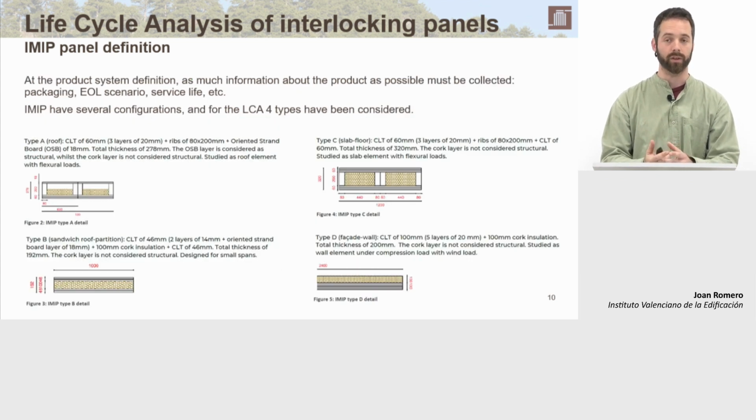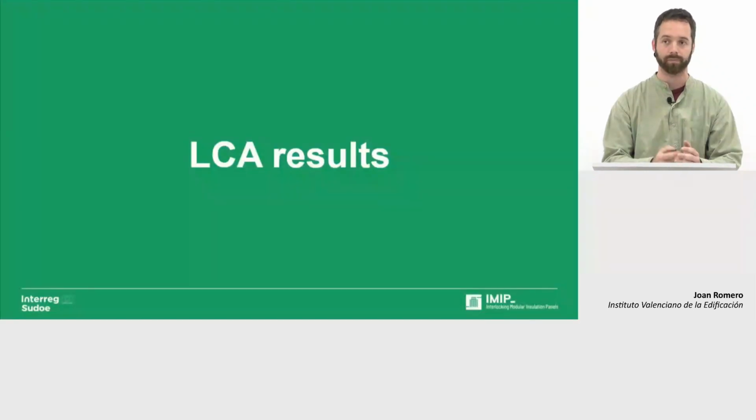For the life cycle assessment, we have chosen these four types, which are basically the roof, the slab floor, the sandwich one, and the facade one. Since the percentage of the ancillary materials is different, it's important to have at least separate results in order to later compare to the homologous conventional systems.